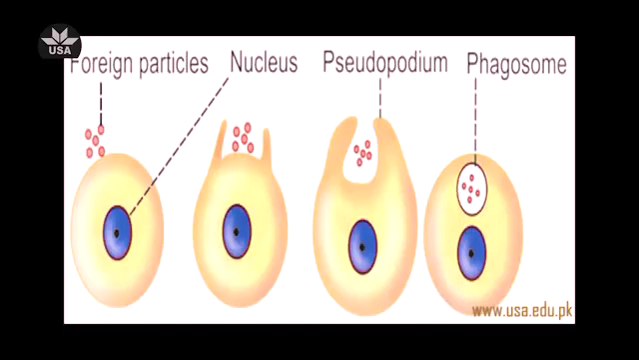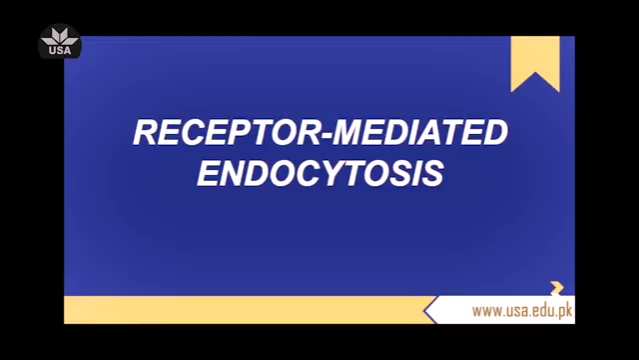The phagosome travels into the interior of the cell. Primary lysosomes fuse with the phagosome and form a secondary lysosome. Hydrolytic enzymes then act in the secondary lysosome and are activated, which results in the digestion and degradation of the phagosomal contents. Now the third type of active transport mechanism is receptor-mediated endocytosis.